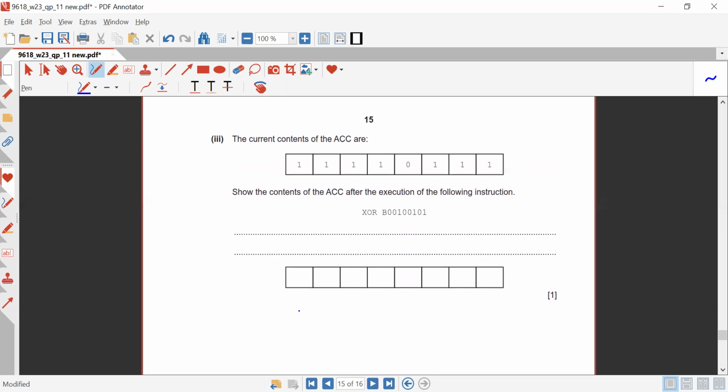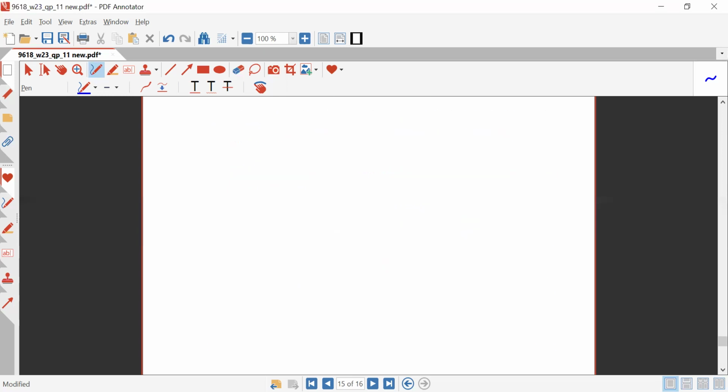Okay, now they are saying the current contents of the accumulator are 4 times 1, 0, triple 1. Show the contents of the accumulator after the execution of the following instructions. XOR 0, sorry, 001, 0, 00, 10. Then we do have 0101, 01, 01. So at this similar, it will be a 1. So first time it will be a 0, then 1, then 0, then 0, then 1, then 0, then 1, and then 1. So this is how we are getting the answer for this one.